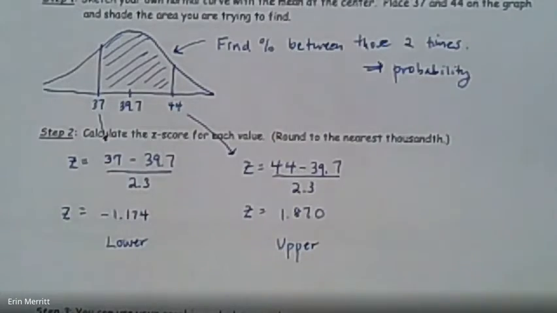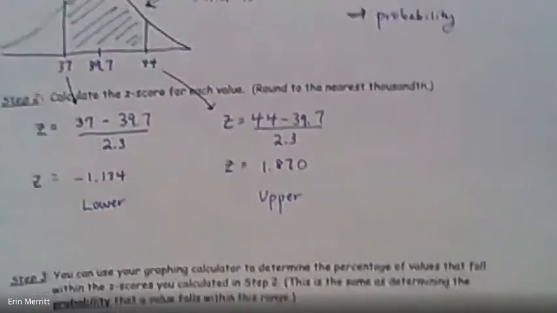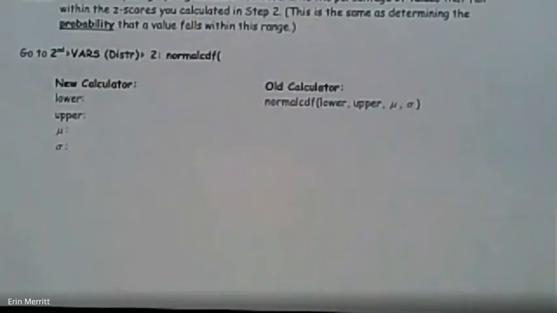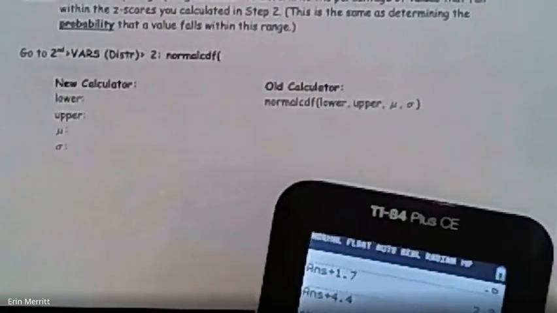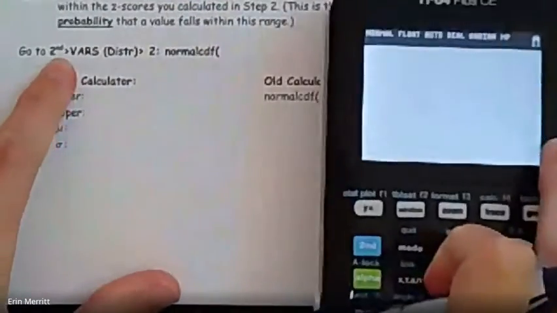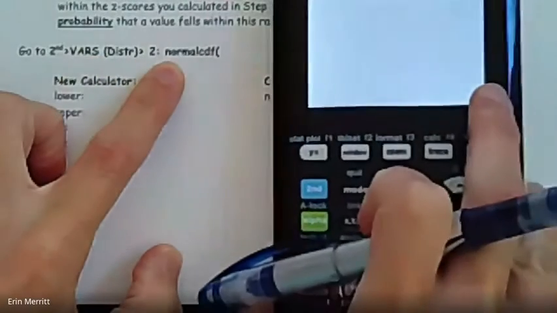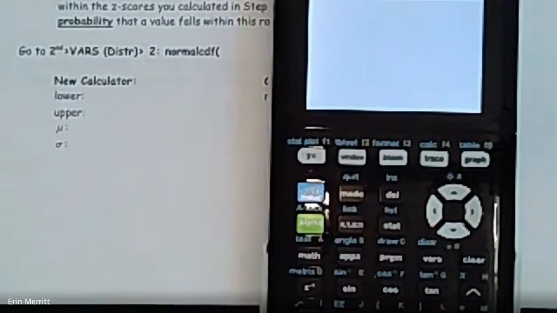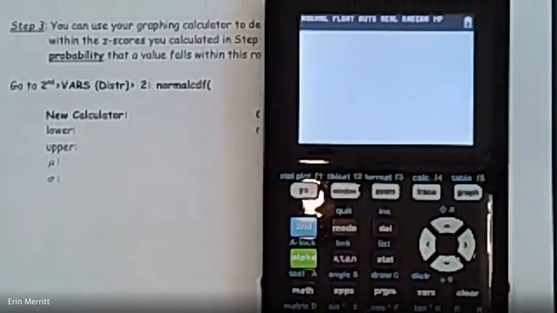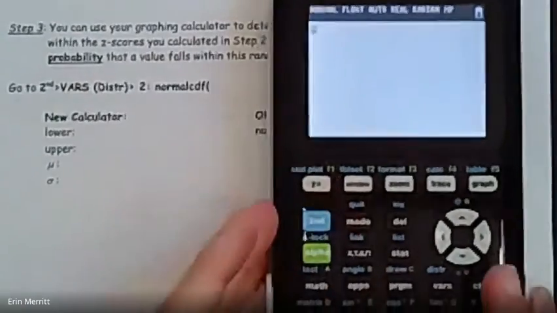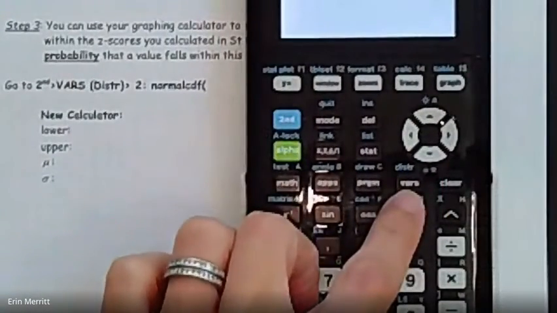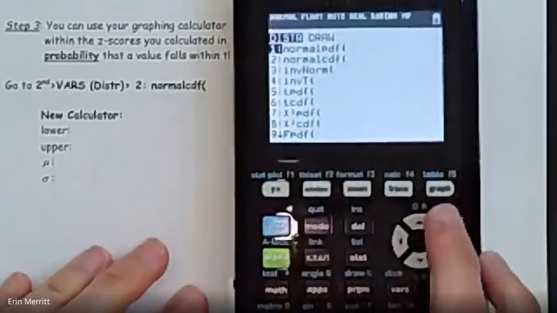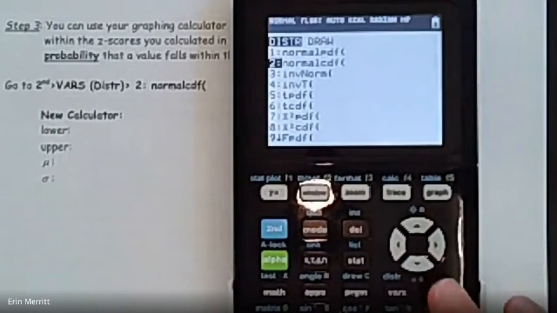All right. So on your graphing calculator, I'm going to slide this up and I'll show you as I go. It says determine the values that fall in between them. And so what we're going to do is go to second, VARS, and then normal CDF, because that's what this is. It's a normal curve. The CDF stands for cumulative density function. Don't worry too much about that, but go to second, and then VARS is right there. So second, VARS. And then it's not the first one. The first one's PDF. We want CDF. So it's the second one there.